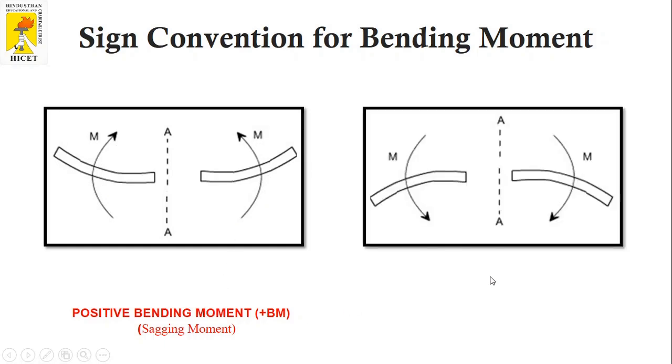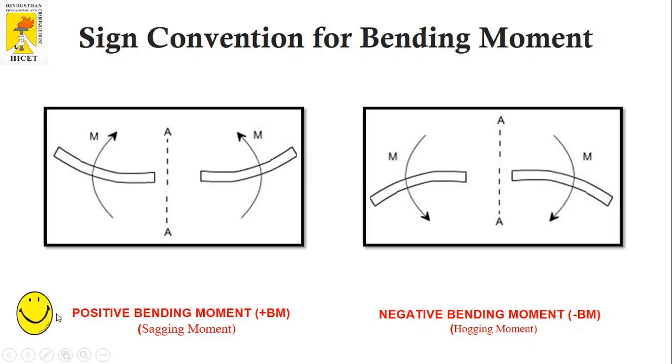In a similar way, if the clockwise moment acts on the right side of the beam and the anti-clockwise moment acts on the left side of the beam, it will be considered as a negative bending moment. Positive bending moment is also called sagging moment, and negative bending moment is also called hogging moment. Simply we can remember it as the smiley, which gives a positive bending moment, and the sad face, which gives the negative bending moment. This is a simple example you can consider for remembering the sign convention for the bending moment.